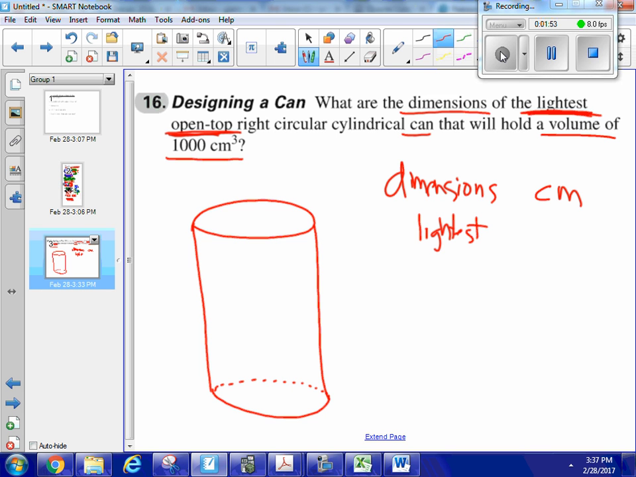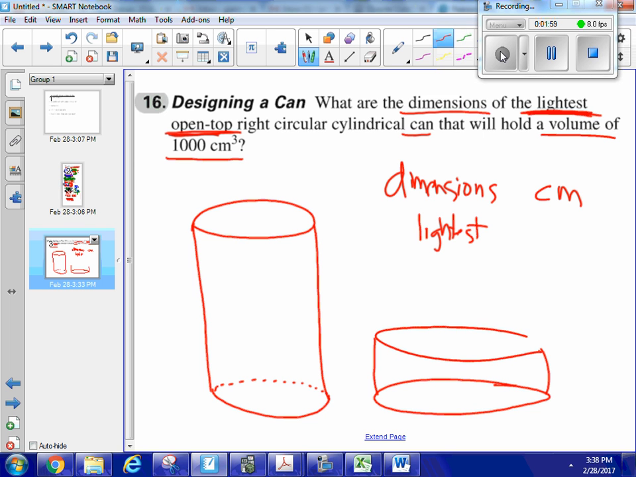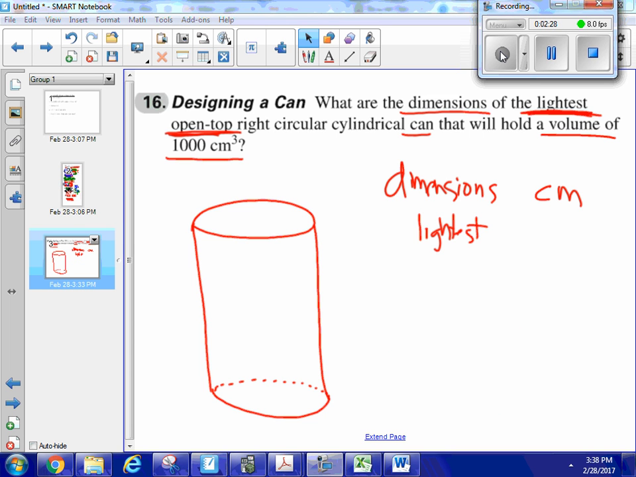Because I could have a can that looks like this, that's open top, and that might have more or less area. That's an ugly can, but you get the picture. That might have more or less area than this one. If I had a can that was super flat, it would have even less area. But then again, it might not hold 1,000 cubic centimeters. So I have to do some maximization, minimization for this problem to find out which can is going to have the smallest area. It's not the smallest volume, because the volume has been given at 1,000 cubic centimeters. So area is the thing that is going to be minimized.